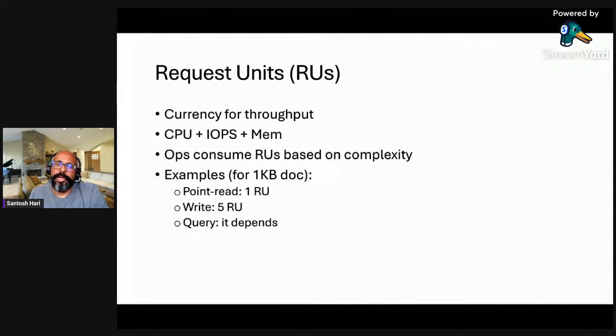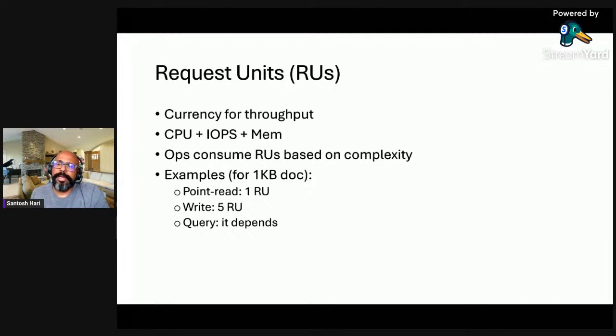So for instance, a point read, right? A ReadAsync that we talked about earlier. For a 1 KB item, if you're reading it in 1 second, that is 1 RU. So read item is probably the cheapest operation you can perform. But if you take that same item and write it, it will consume maybe 5 RUs. So a write operation is more expensive than a read operation.